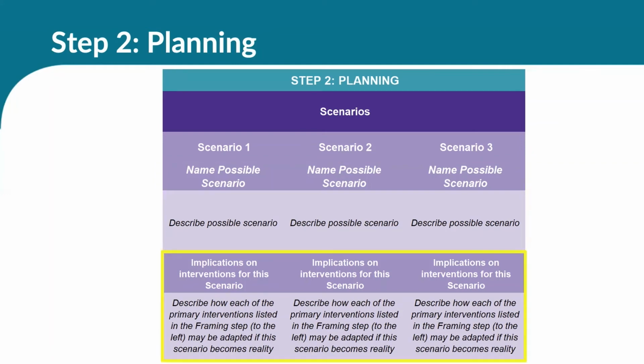Then, for each of the interventions you listed in the framing step, describe how it may be adapted if or when this scenario becomes reality. In the actual tool, you will be able to see that documentation to the left of your scenarios, as you will see later in this video. Your goal in filling out these rows is to determine how you can best adapt your primary interventions so that the team is better prepared to adapt and continue.